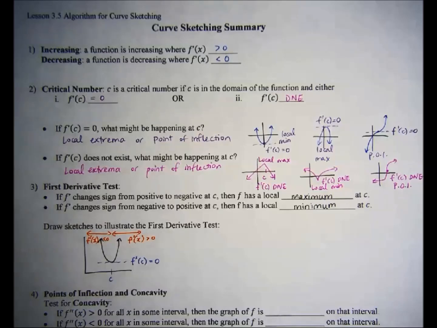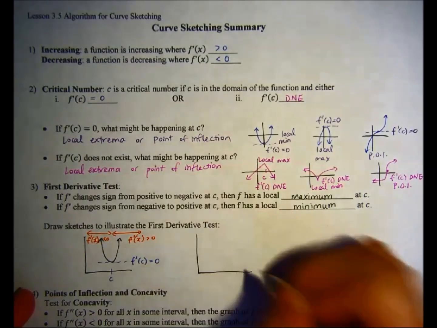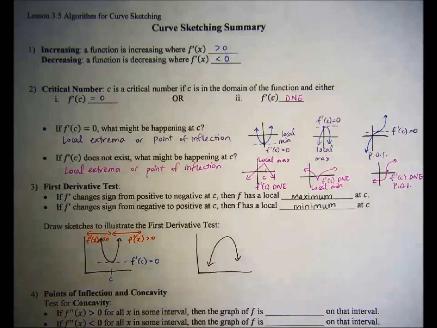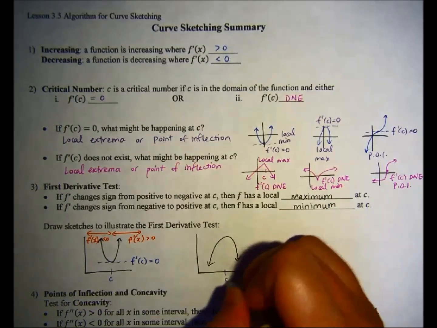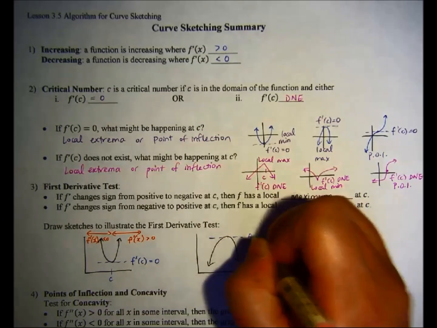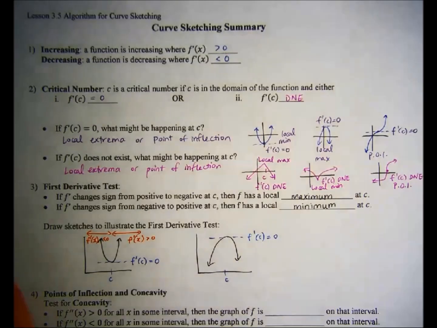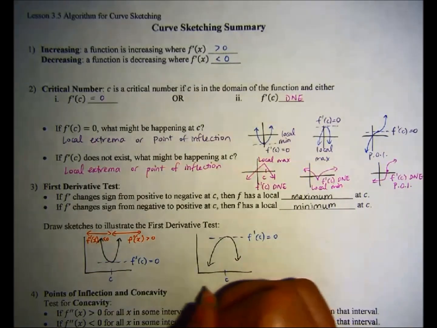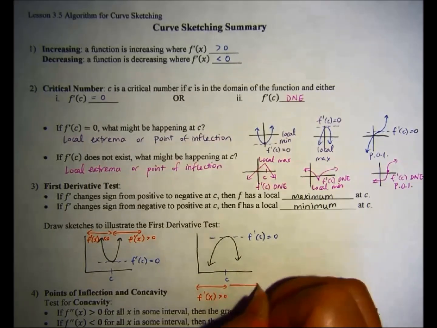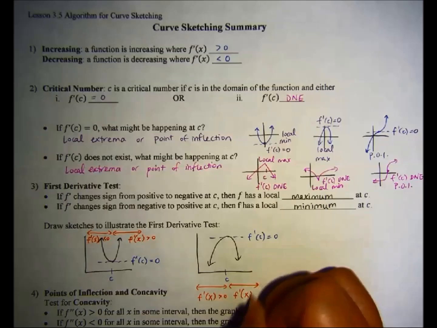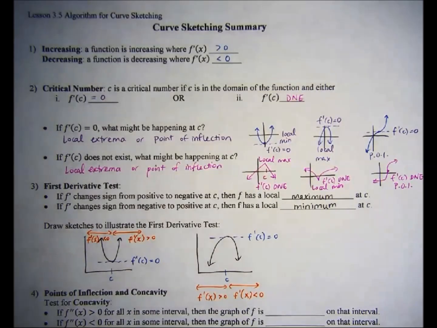And then we have another one here, like so. Again, f prime of c is equal to 0. To the left, we are going to have f prime being positive. To the right of c, we will have f prime being negative. So that means we have a local maximum.